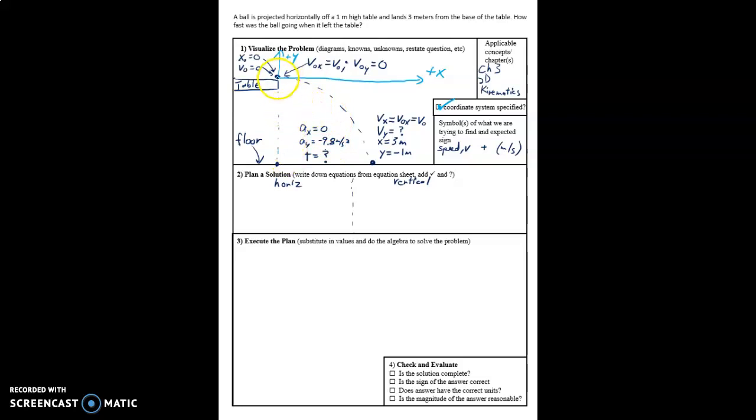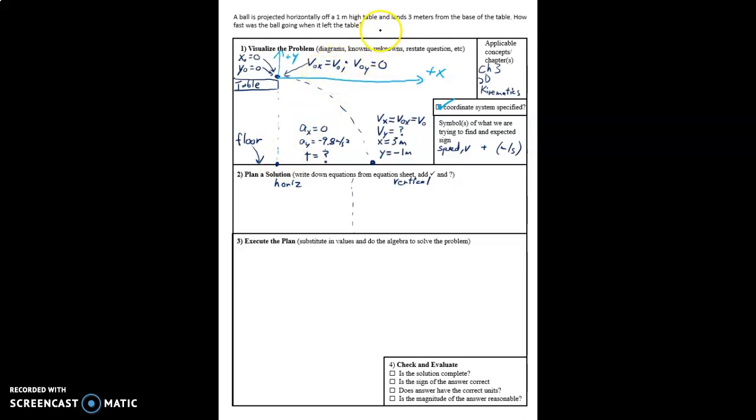We defined a coordinate system where right here at the moment it's leaving the table is the origin. So if up is the plus y, to the right is the plus x. We could have made the origin down here, and then that would have changed our y value. It would have changed our y naught value. It wouldn't have been 0, but x naught still would have been 0. It also would have changed our y value down here. So again, we picked the origin here. We could have picked the origin to be there.